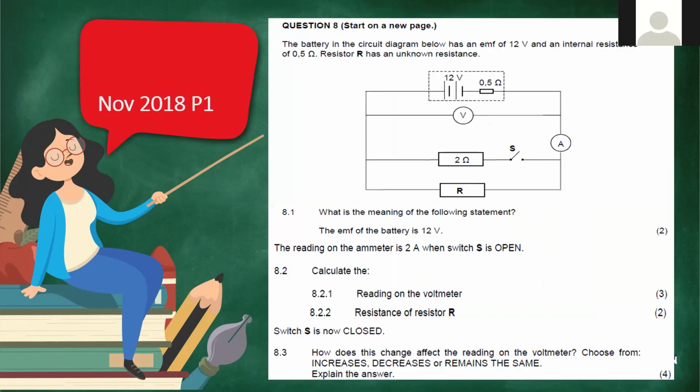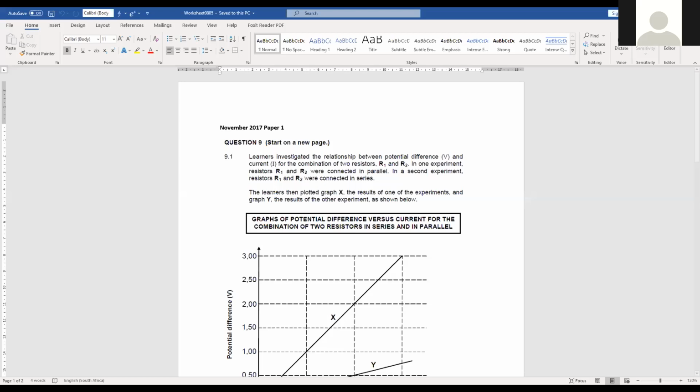Okay, so the best way to understand this is to practice this. So this is the November 2018 paper. Okay, so it's question 8 in paper 1, and they tell you the battery in the circuit diagram below has an EMF of 12 volts and an internal resistance of 0.5 ohms.